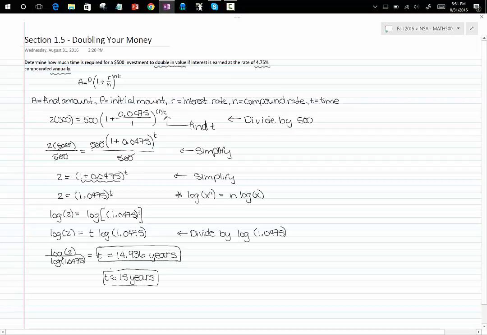So the answer to this problem, how long will it take for a $500 investment to double? Approximately 15 years.